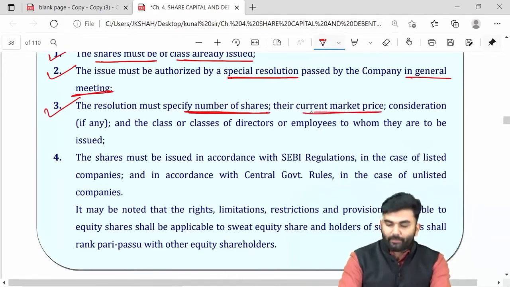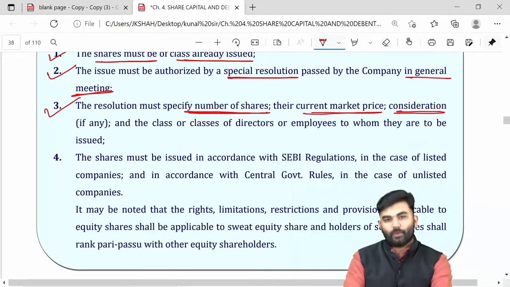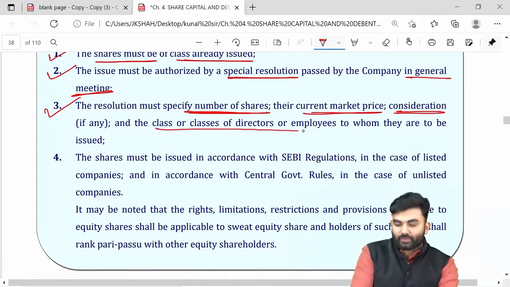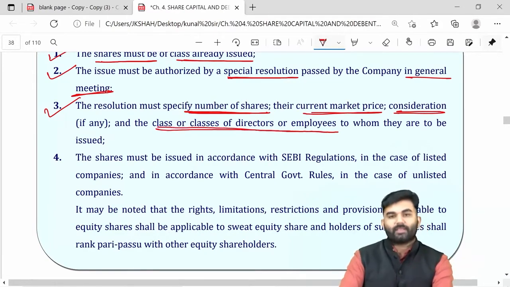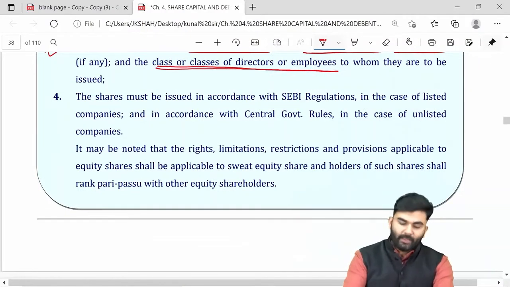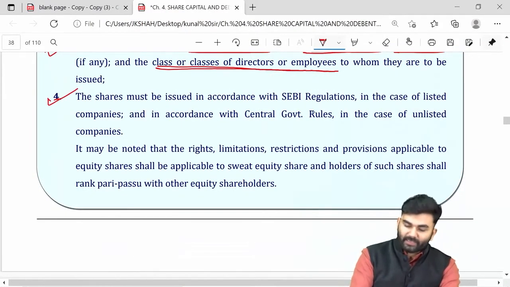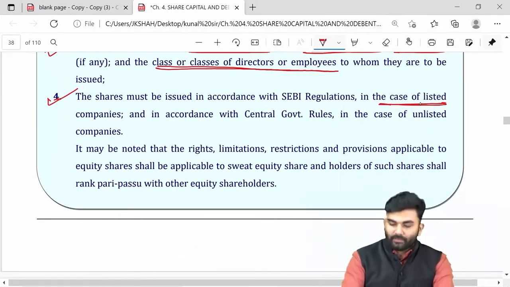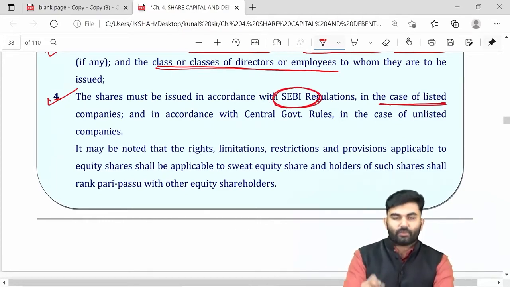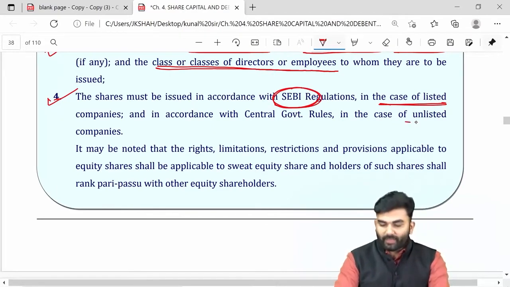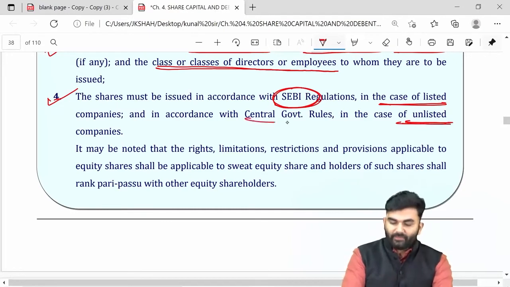What is the current market price? What is the consideration the company is going to receive? What are the class or classes of directors or employees to whom such sweat equity shares are going to be issued? In fact, if the company is a listed company, then the provisions of SEBI should also be followed. However, if the company is an unlisted company, then the rules prescribed by the central government should also be followed.